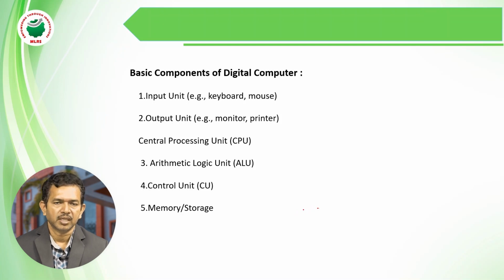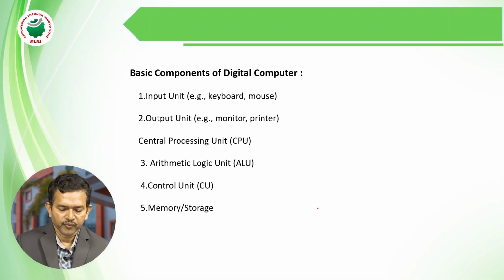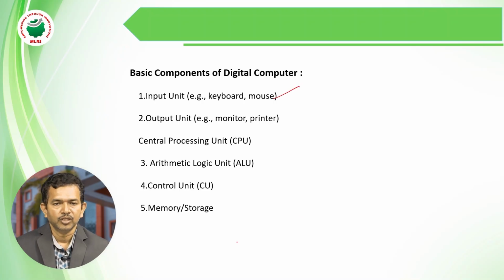One is the memory unit. Then we have the arithmetic logic unit. After that, the control unit. So the first component is the input unit. Next, we try to see what an output unit is. Once we categorize the CPU, it is considered as an arithmetic logic unit, control unit, and memory unit.